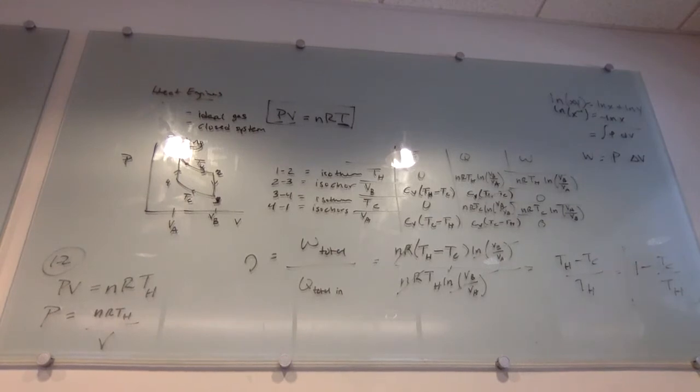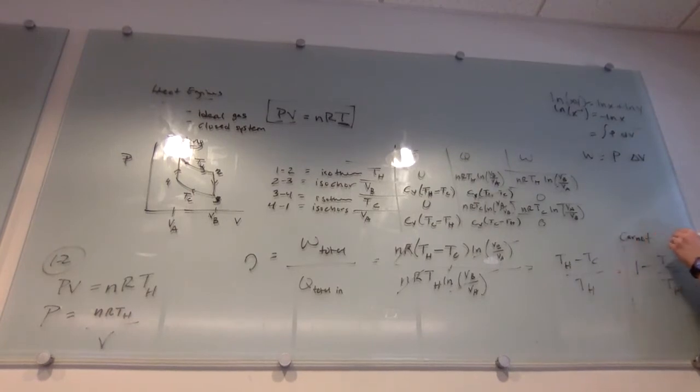Very interesting. See, this is the Carnot efficiency. Amazing. But we have a Stirling engine. It's not the Carnot cycle. There were no adiabats here, and yet we still get the same efficiency.